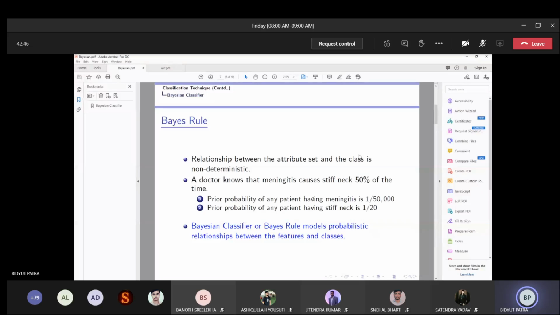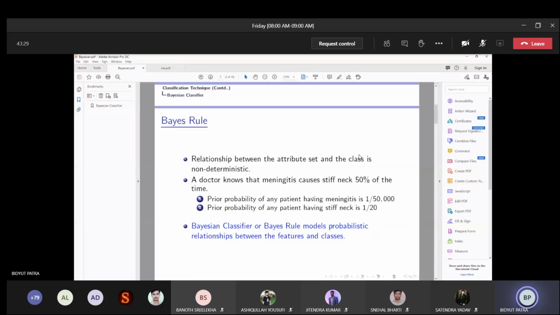It is also known that it is very rare for a patient to have meningitis, that is 1 by 50,000. And also, in general, without any information, the prior probability of any patient having a stiff neck is 1 by 20. It is higher than that of having meningitis, but this value is 1 by 20. So now the question is, if the person has a stiff neck, can you predict what will be the probability that the person will get meningitis?